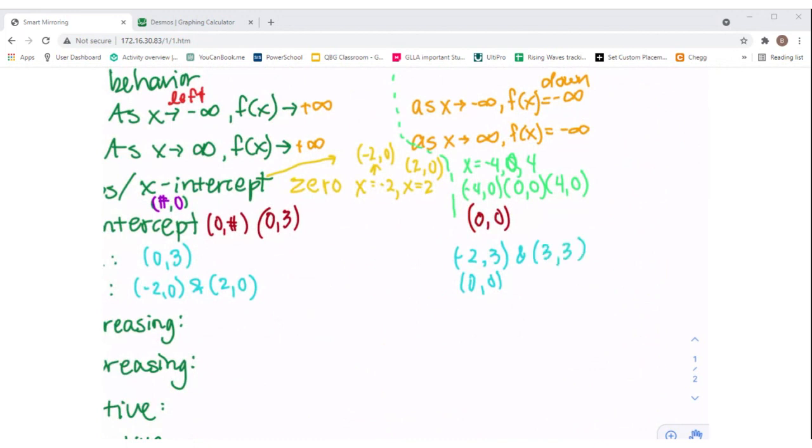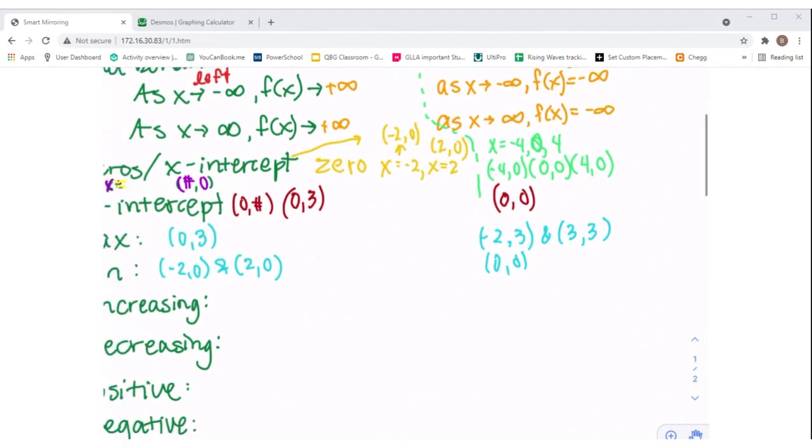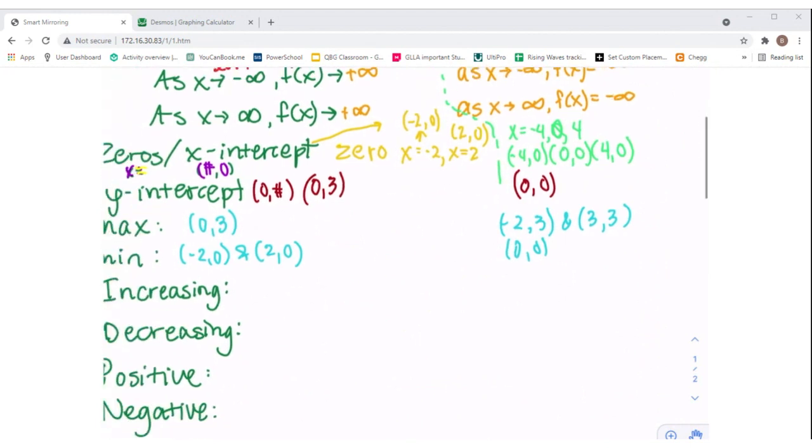Okay. I like these. I like that there's 2. Any questions on what we've done thus far? Okay, we'll keep on going.